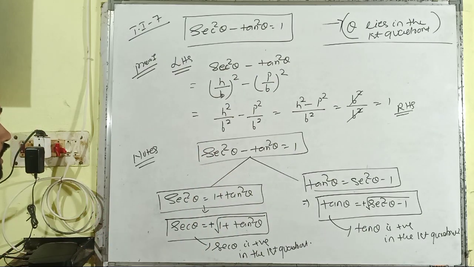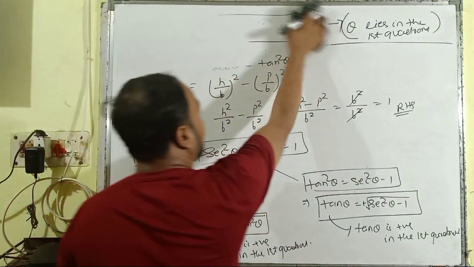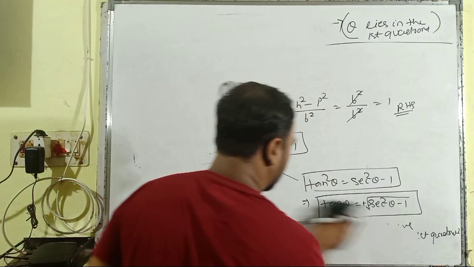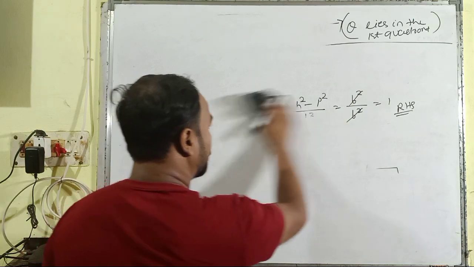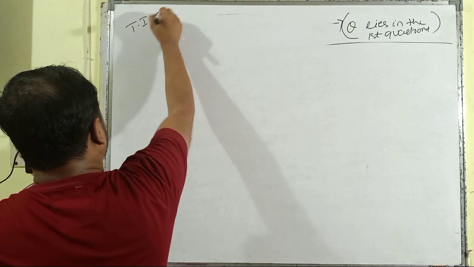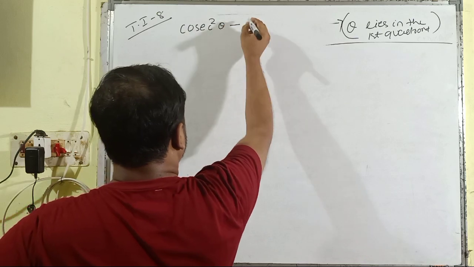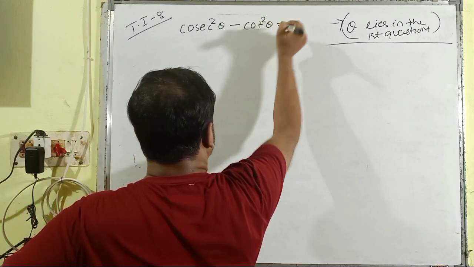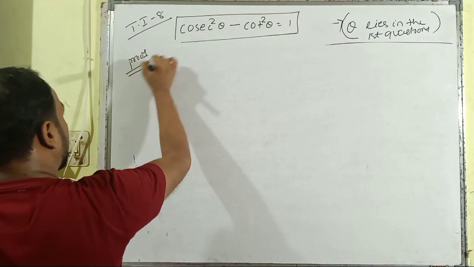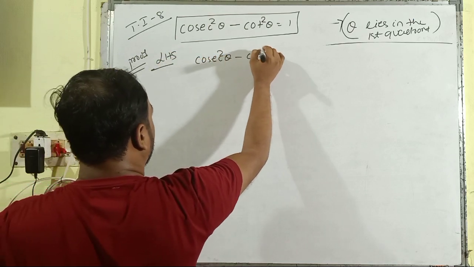Then moving towards trigonometric identity number 8, and that is the last trigonometric identity. Trigonometric identity number 8 is cosec square theta minus cot square theta, and this is equal to 1. So first of all, prove it. Taking the left hand side part, here it is cosec square theta minus cot square theta.